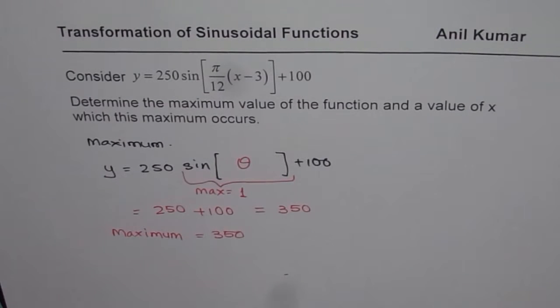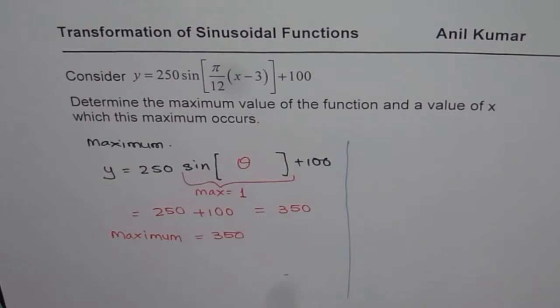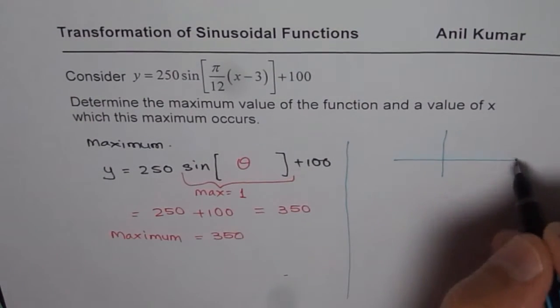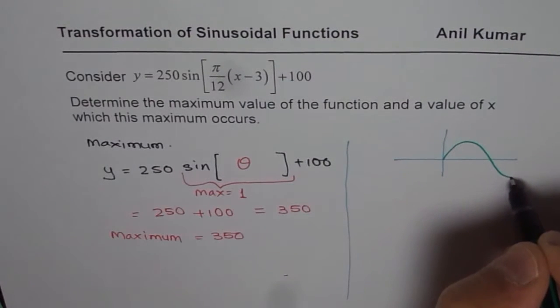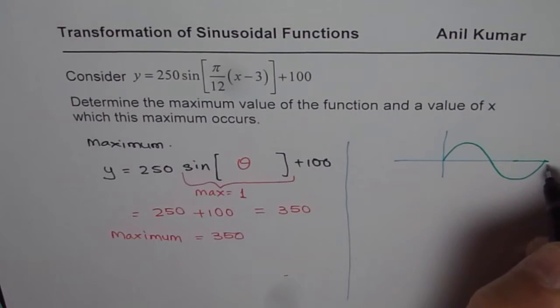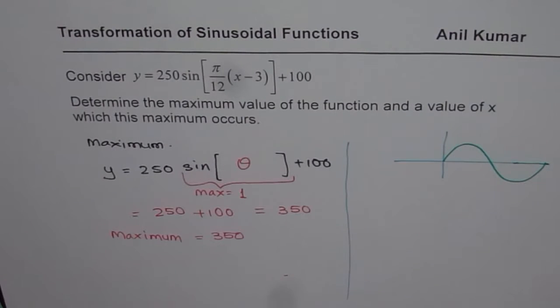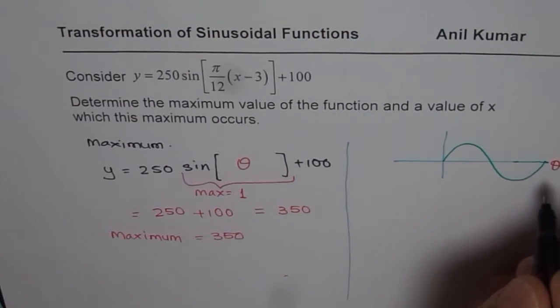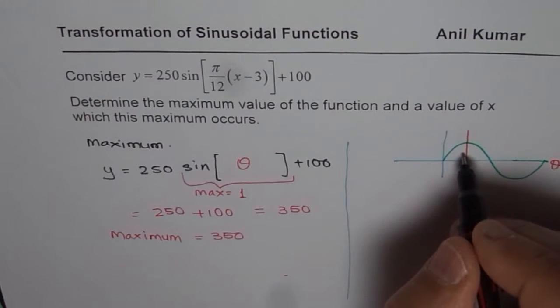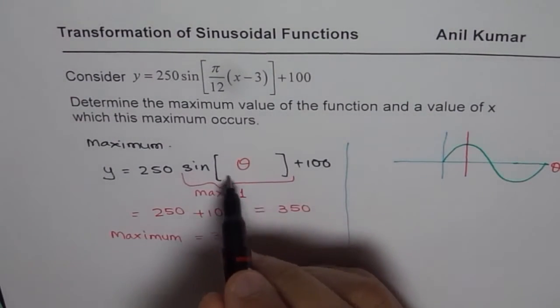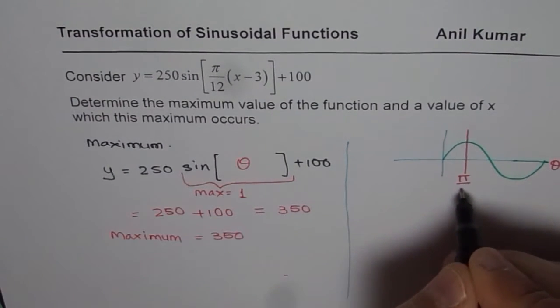Now let us find the value of x at which this maximum occurs. So for a sine function, when will the maximum occur? That is to say, if I draw a sine graph, let us say that the sine graph is kind of like this. So in this graph, let us say this is theta along this side. In that case, when will the maximum occur? So maximum will always be when this value is pi by 4. Do you understand?